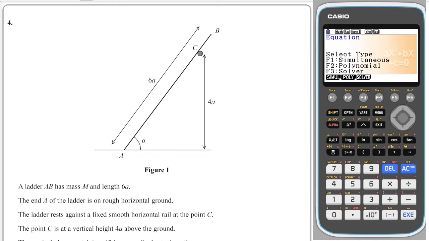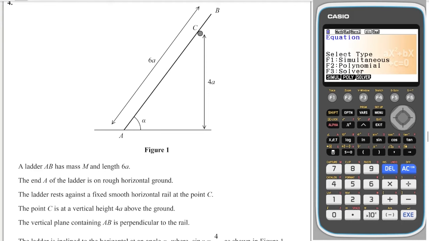Okay. You've got this ladder, so 6A, you've got a rod here. I mean, all the information's on the diagram, really, other than that the ladder has mass, so therefore we have to draw that on. I think I'm going to do my force diagram on this diagram here. So first off, I'm going to draw that coming down there, and that's mg.